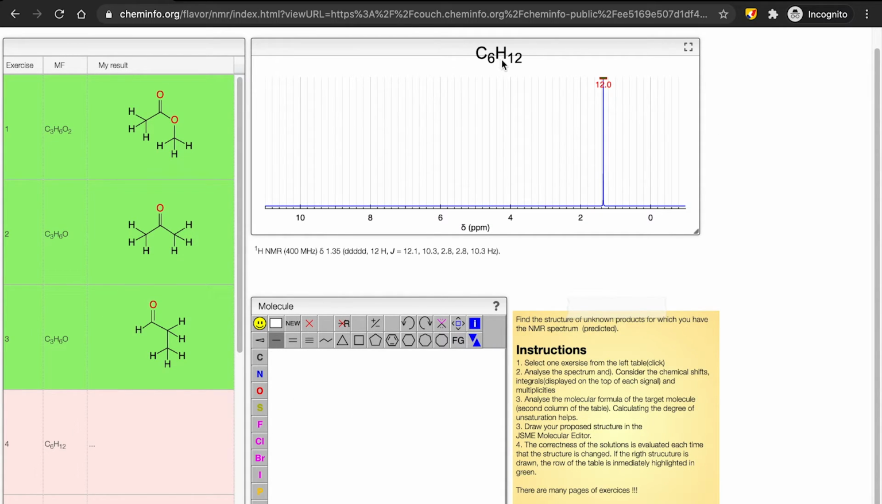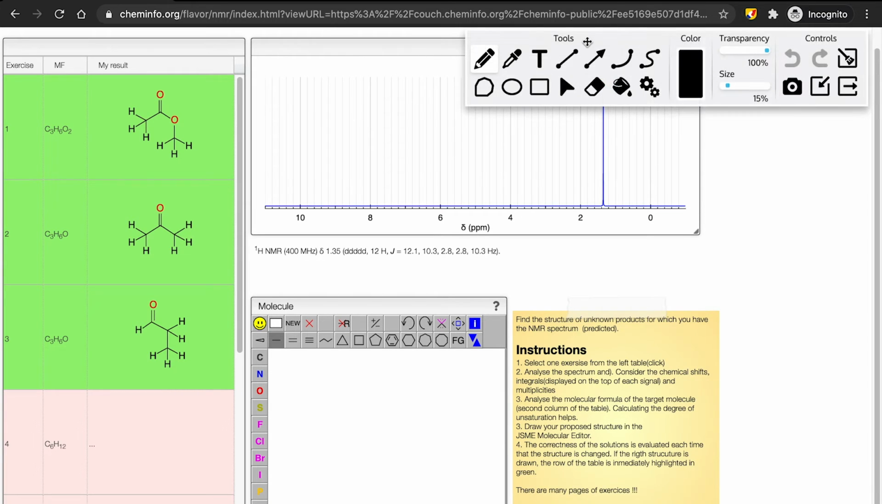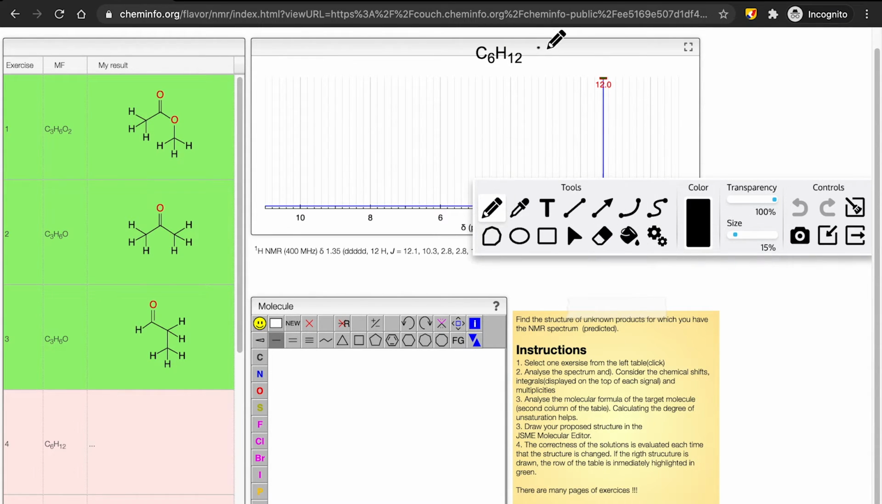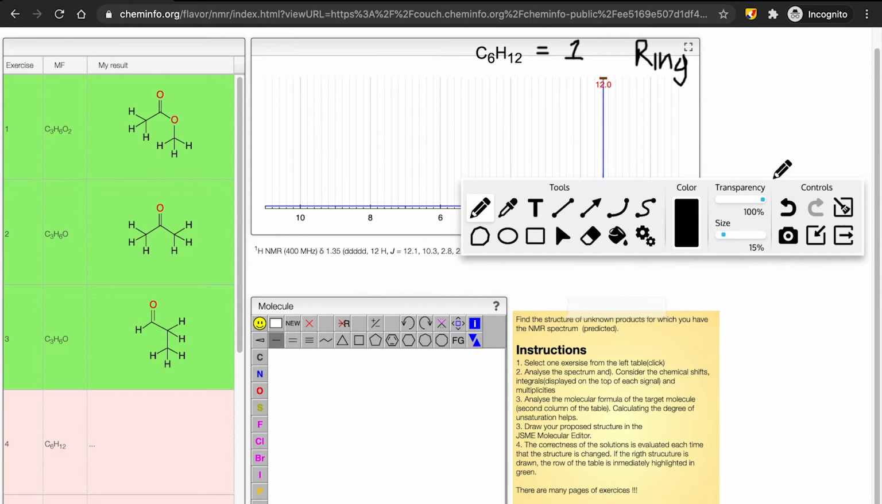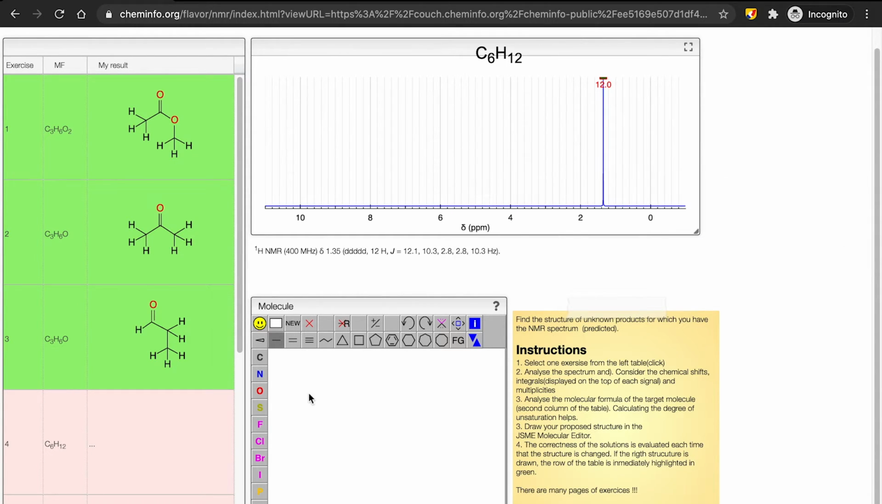Okay, in this problem we have C6H12. If we calculate the index, it is 1. So that tells us there's going to be either a double bond or a ring. Now, because there's no oxygen in this structure, it's not possible for there to be a carbonyl as the double bond. So in this case, we might be thinking that this is probably a ring of some sort. And because there's only one signal, it's probably a simple ring that's very symmetrical. In fact, C6H12 corresponds nicely to the structure of cyclohexane. So if we draw cyclohexane here, we get the right answer.